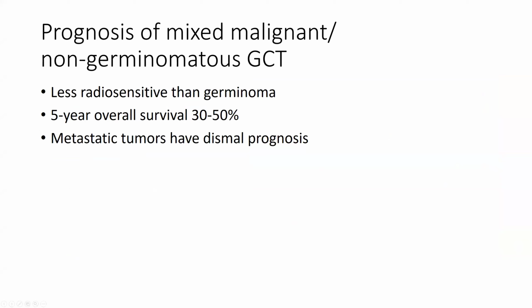I apologize, I might be missing some messages here. Oh, there was a question about choriocarcinoma. I think there are only very, very rare examples of a primary pure choriocarcinoma in the brain. Extraordinarily rare. So if you see pure choriocarcinoma in the brain, it's most likely a metastasis, yes.